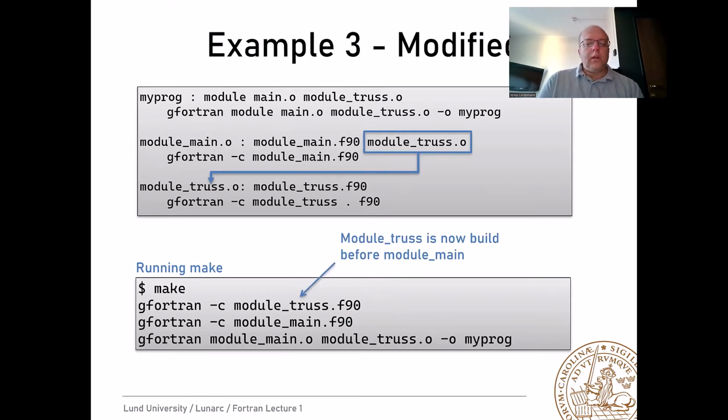So if you look at the makefile here again, for module main.o, we can add module truss.o as a dependency to the source code file build. Then it tells Make that module truss.o must exist first before we build module main. And if we run this now, you can see the first thing it builds is actually module truss, because module main requires module truss.o to exist. So that is a simple way of adding a dependency in your build.